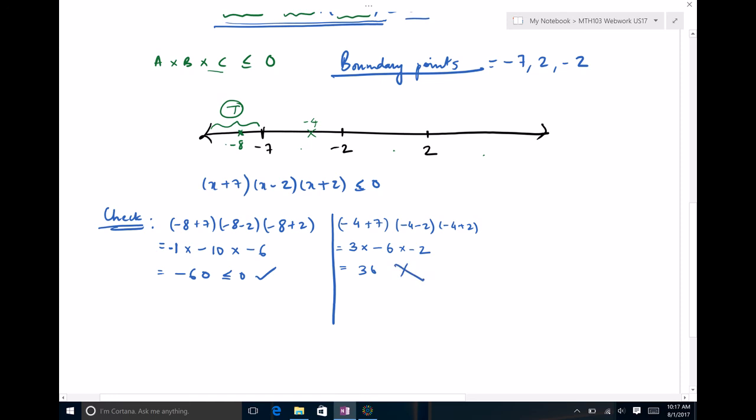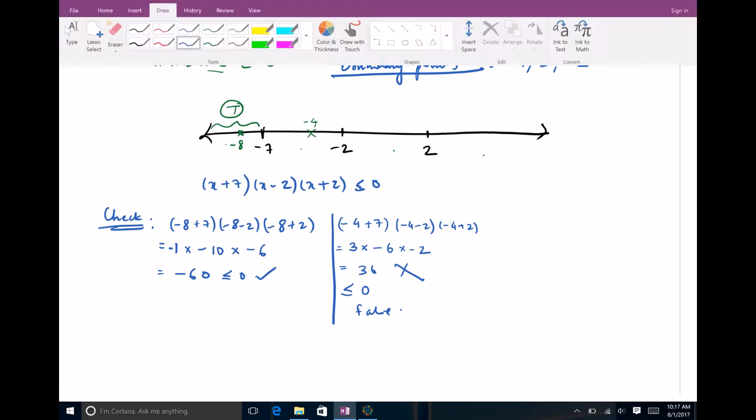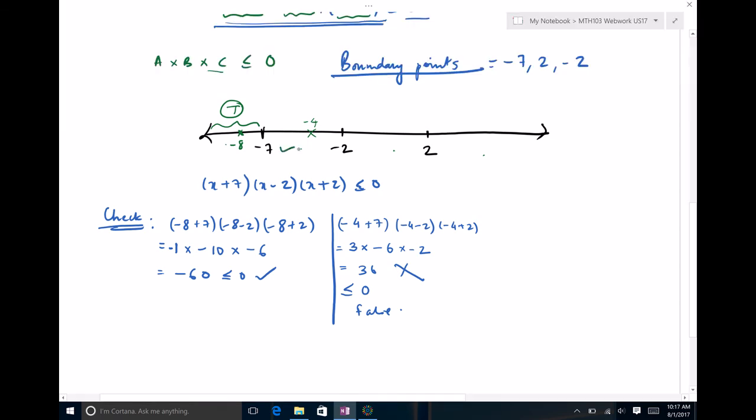It's not true for this one because what I would need is 36 to be less than or equal to 0, which is obviously false. So that means that in this particular interval, the second interval that I have, my statement is false. Okay, let's move on to the third interval.